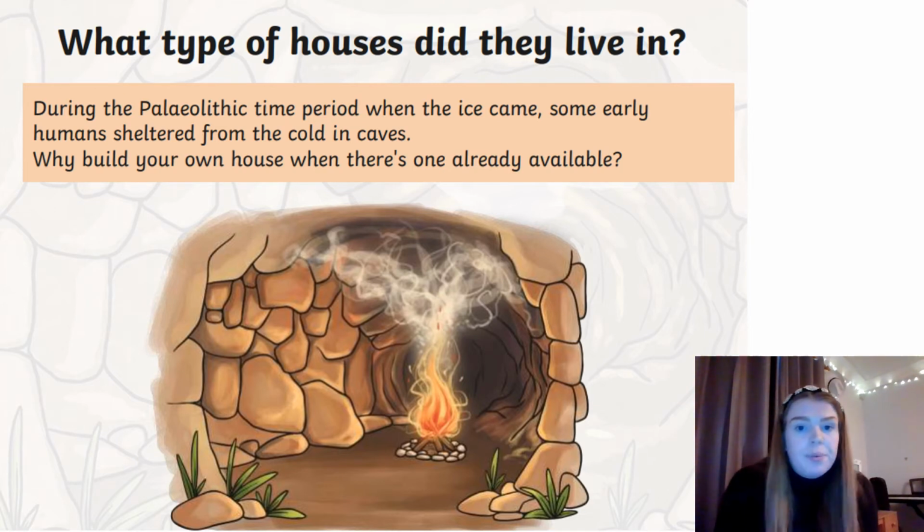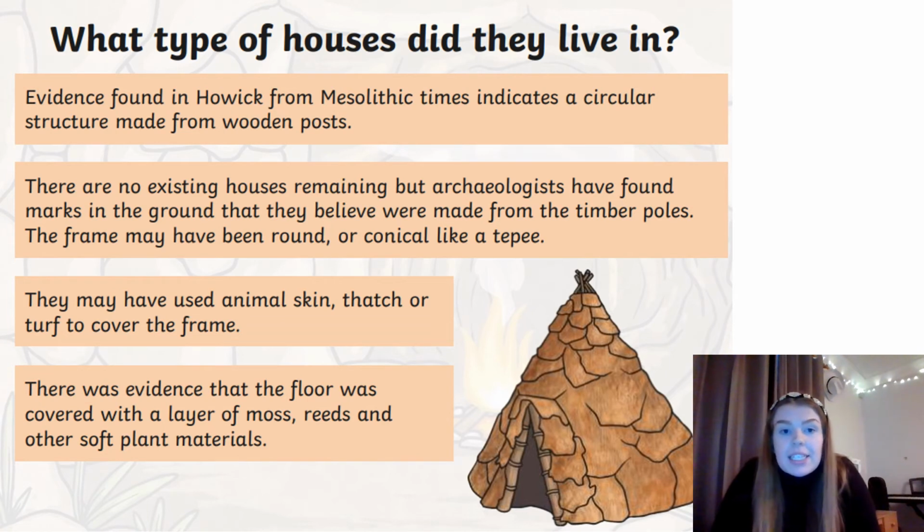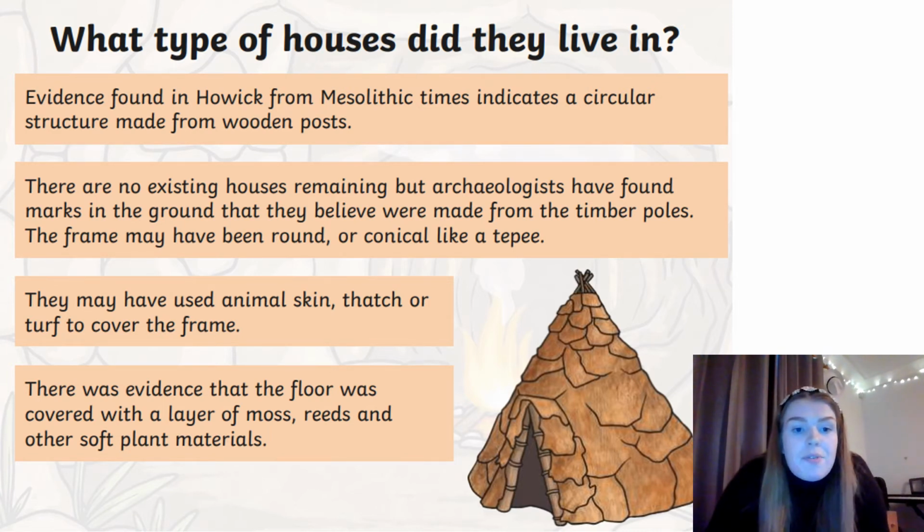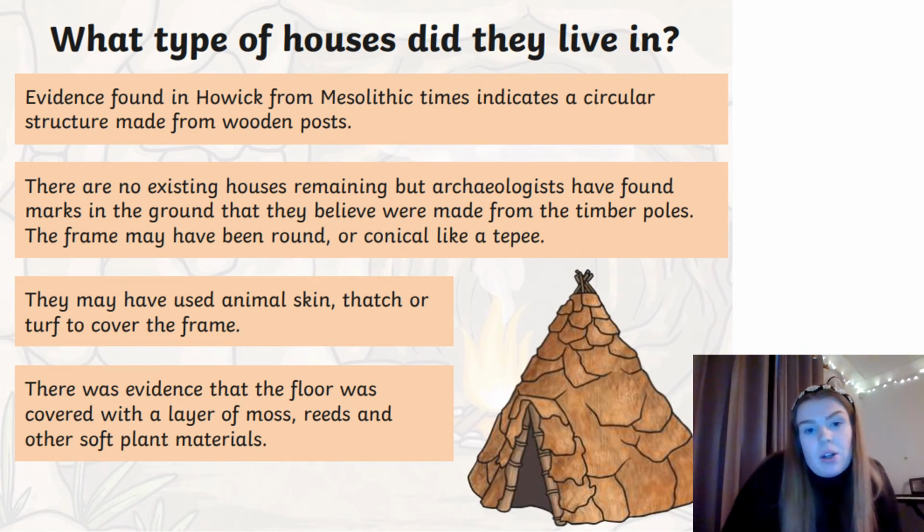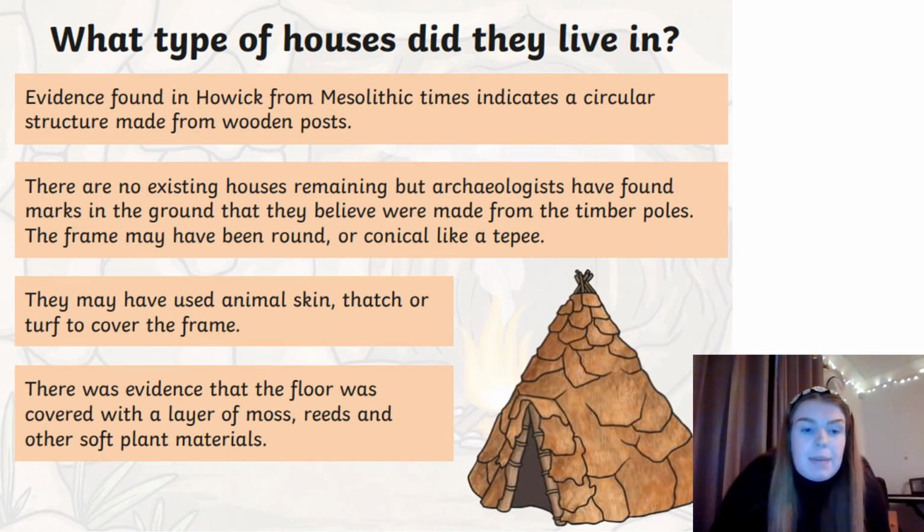So later on, in the Mesolithic times, evidence was found in a place called Howick, which indicates that a circular structure was lived in that was made of wooden posts. There are no existing houses remaining, but archaeologists have found marks in the ground that they believe were made from timber poles, and timber is a type of wood. The frame may have been round and shaped like a teepee. So you've got a picture on there, and we know what teepees look like. Some of you might have even been in a teepee.